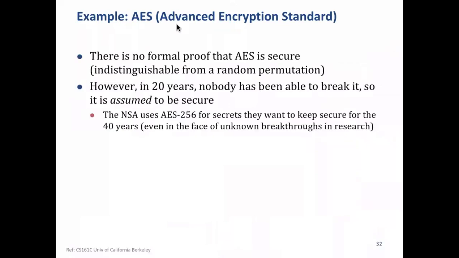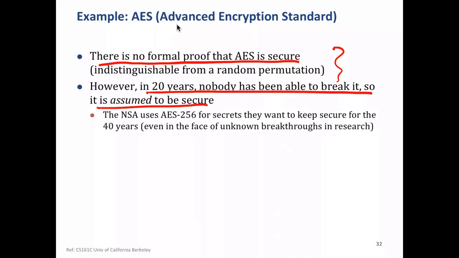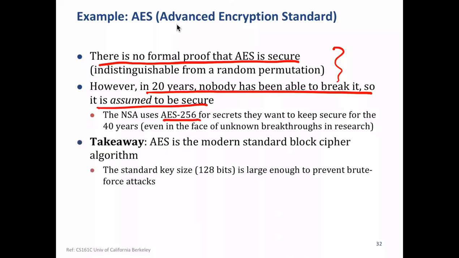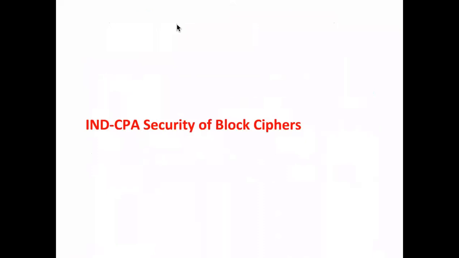So there is no formal proof. How do you prove that this is correct or secure? It's very difficult to prove. Nobody has proved it, but it works, and in the last 20 years nobody has been able to break it. We can increase secrecy by using 256 bit keys. So AES is the modern standard block cipher algorithm. The standard key size is 128, which is large enough to prevent brute force attacks. Okay, any question?